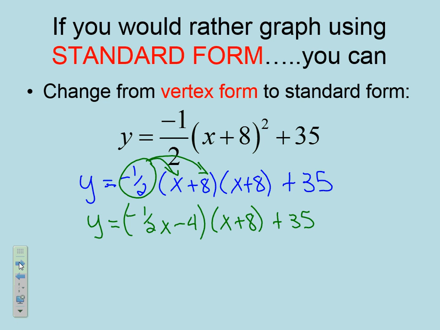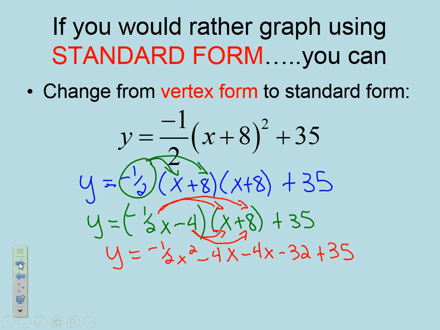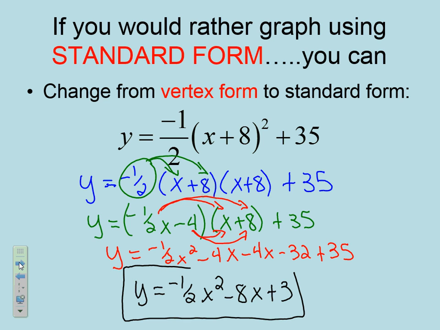Now I have to distribute here, so I'm going to get y equals -1/2 x squared. Then I'm going to get minus 4x. Come over here, distribute here. Minus 4x minus 32 plus 35. Combine like terms, I get y equals -1/2 x squared minus 8x plus 3. And now I am in standard form. So if you like to graph in standard form more than vertex form, you can change it.